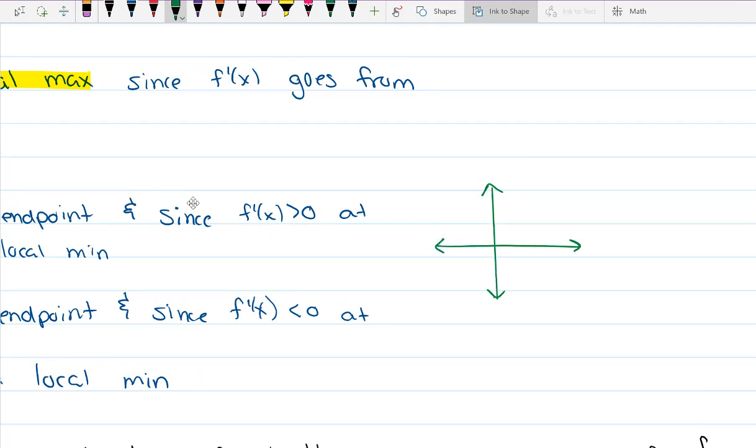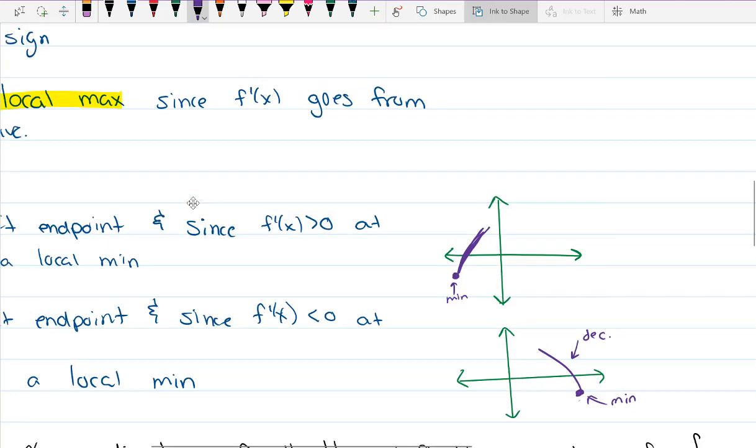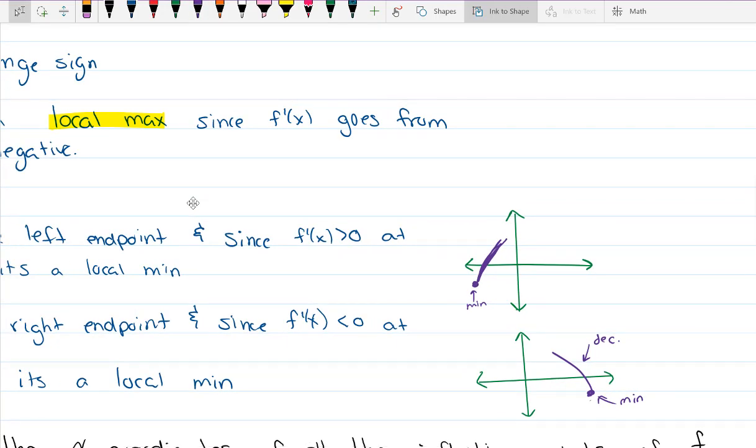So here's a graph, and I want to have a left endpoint. And it says the derivative is positive, so my function is increasing. Well, you can see right here that this is a min. Now let's look at what happens if it's a right endpoint. Right endpoint, and it says my derivative is negative, so it's decreasing. Well, this is decreasing, but this is also a min. So it depends if you're a right endpoint or a left endpoint. That's going to determine if you're a min or a max, depending on the derivative.